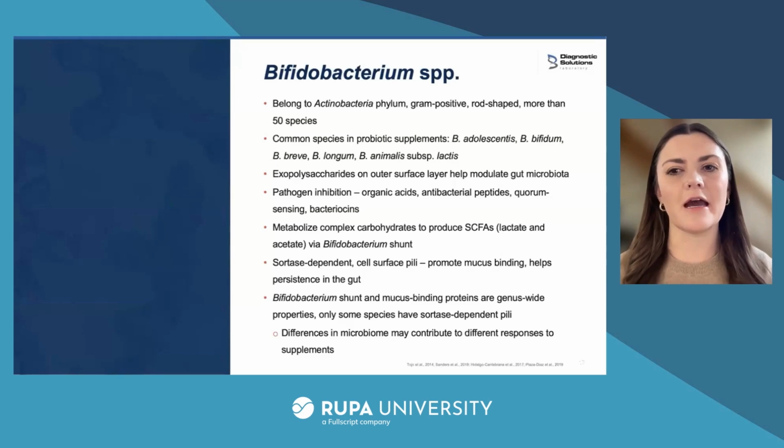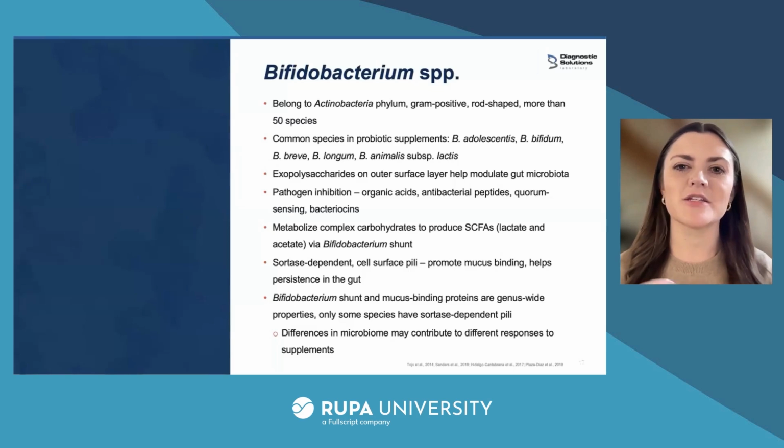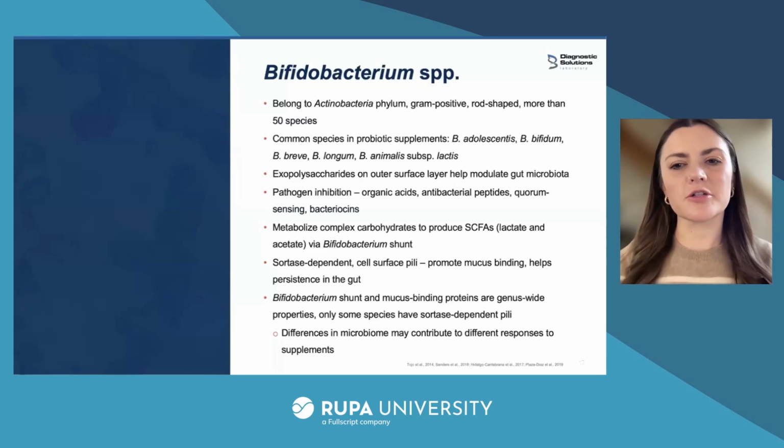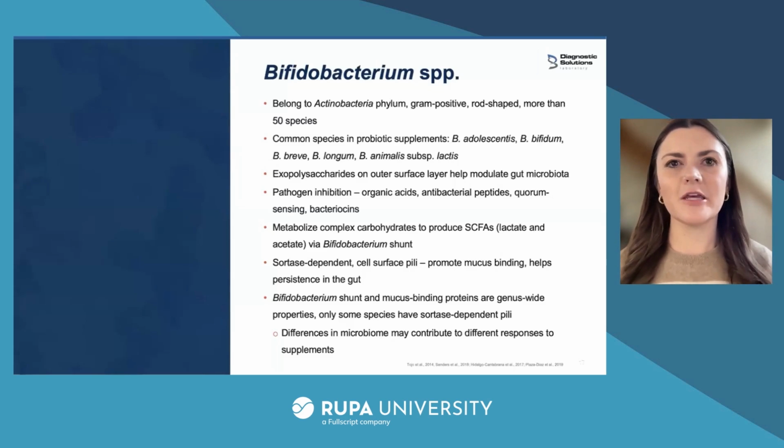Bifidobacterium can produce a number of metabolites that are useful for pathogen inhibition. So things like organic acids, bacteriocins. They use quorum sensing, which is basically their ability to send and receive signals to coordinate. So they'll use this communication to coordinate and regulate the release of these compounds. And then they metabolize complex carbohydrates to produce short chain fatty acids via what's called the bifidobacterium shunt. They also have surface pili, so similar to lactobacillus. This helps them to adhere in the gut.